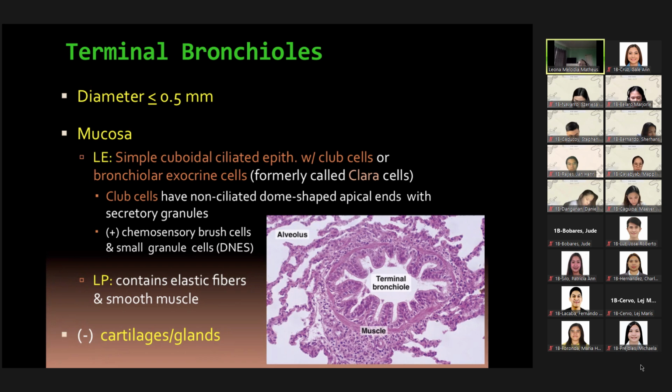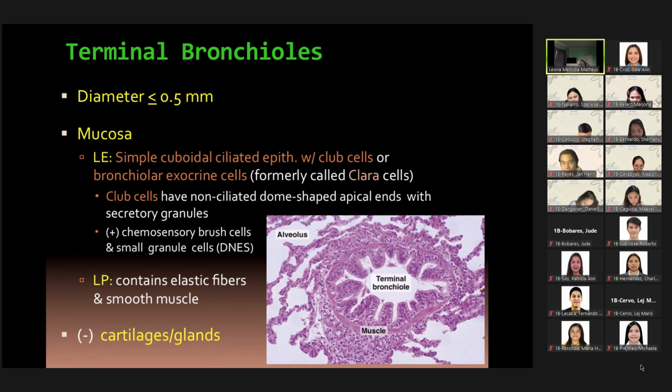You may also have this. As to the lamina propria, right after the lining epithelium, we already have the lamina propria. And again, what we have here is your smooth muscle, which is usually seen in the picture. But don't forget, at the terminal bronchiolar level, we have simple cuboidal ciliated epithelium with club cells. What do we have in the bronchus? We have the simple columnar ciliated.